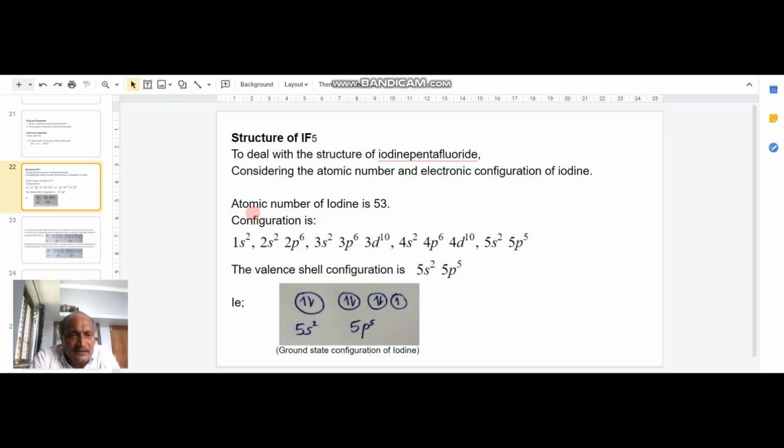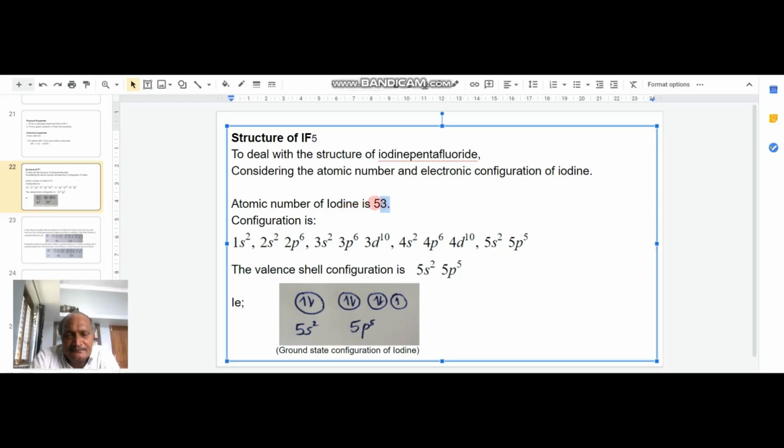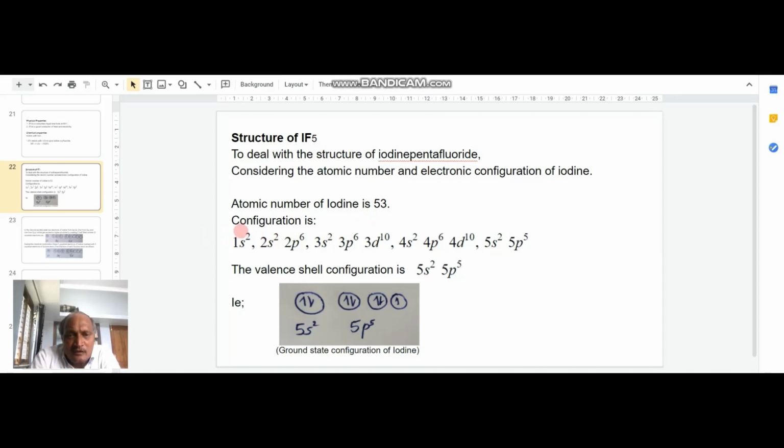So coming to the atomic number of iodine, the atomic number of iodine is 53 and its configuration is written as 1s2, 2s2 2p6, 3s2 3p6 3d10, 4s2 4p6 4d10 and 5s2 5p5.